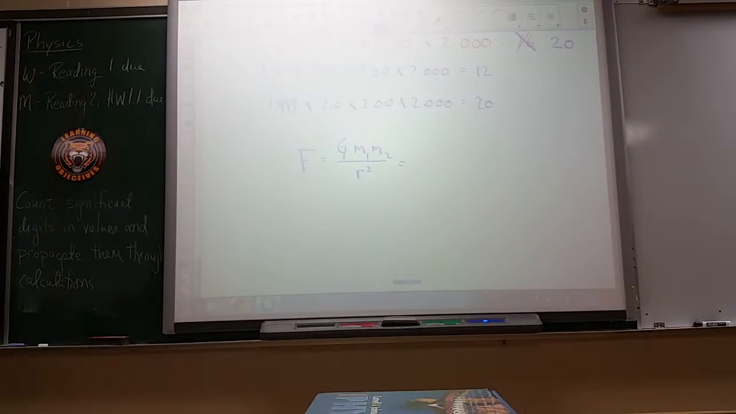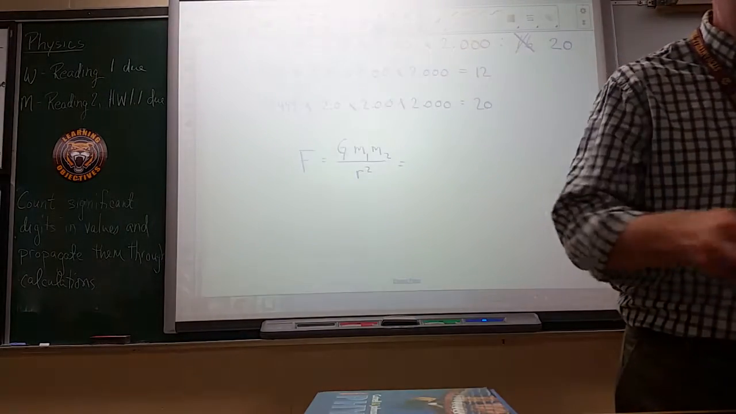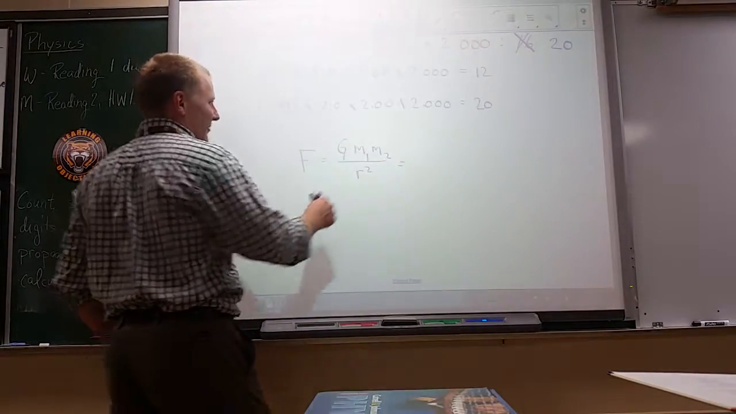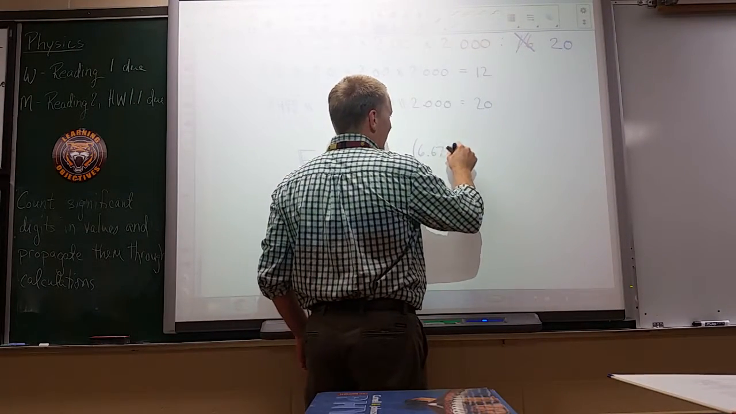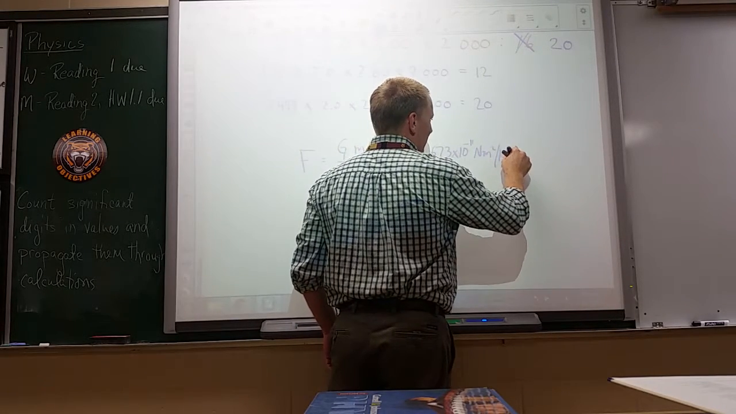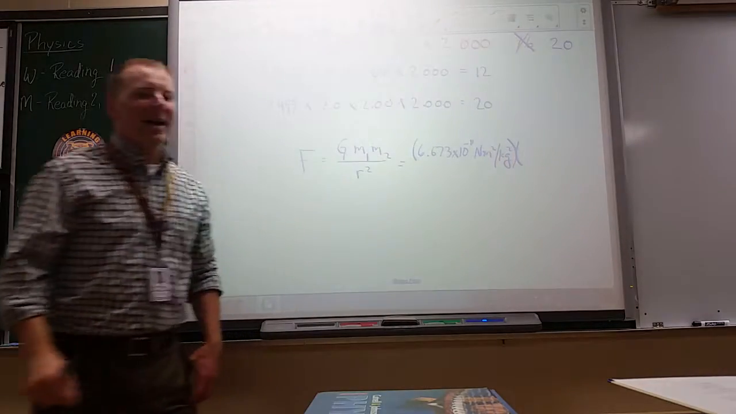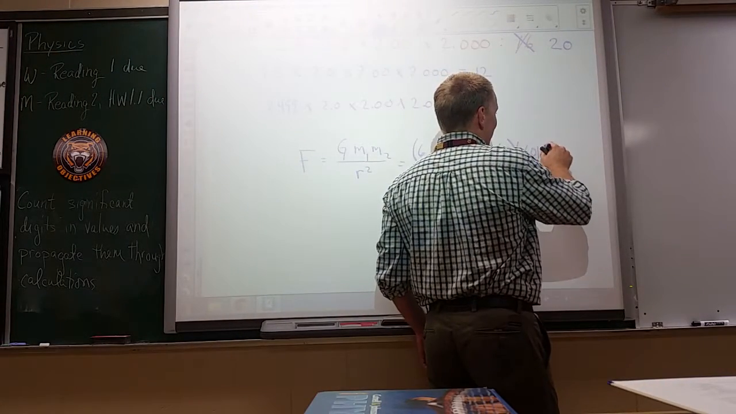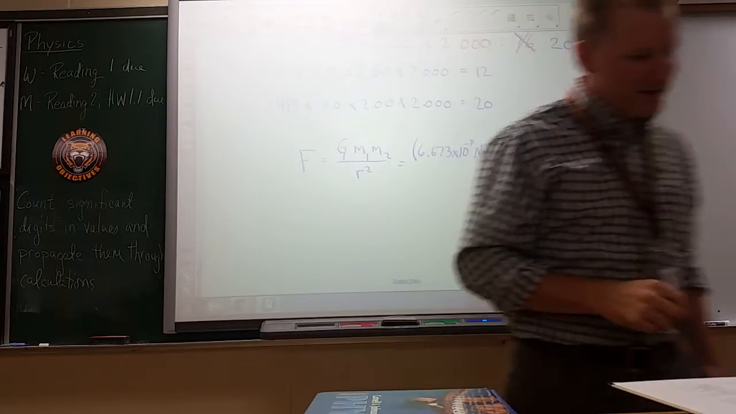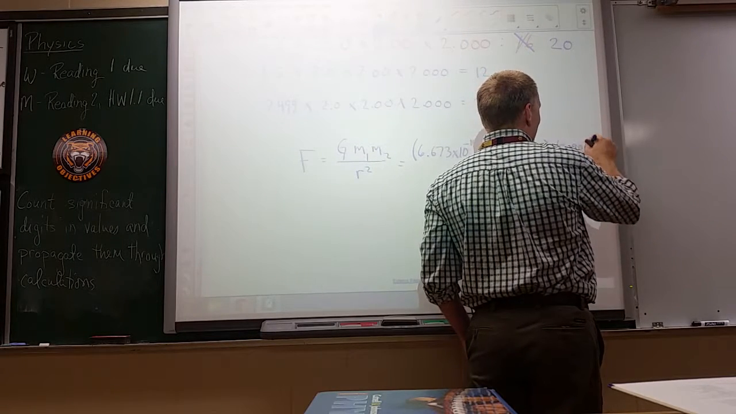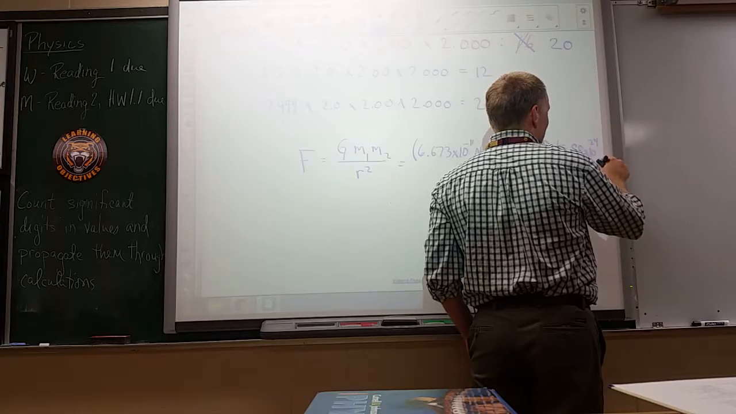So I gotta look this up, shoot. Don't remember that constant off the top of my head. I did at one time. 6.673 times 10 to the negative 11 Newtons times meters squared per kilogram squared. And let's say that we're looking at how much you are attracted to the Earth, and you have a mass of, say, 60 kilograms. The Earth has a mass of 5.98 times 10 to the 24 kilograms.